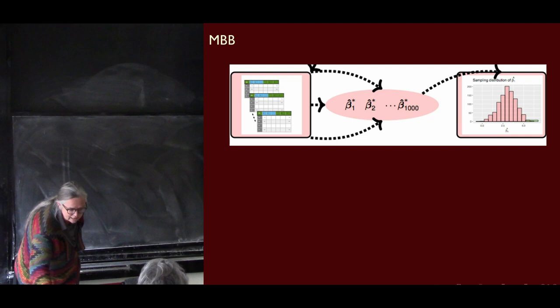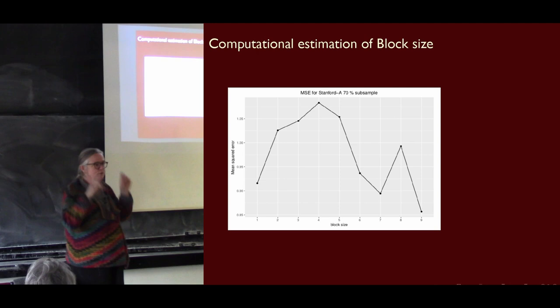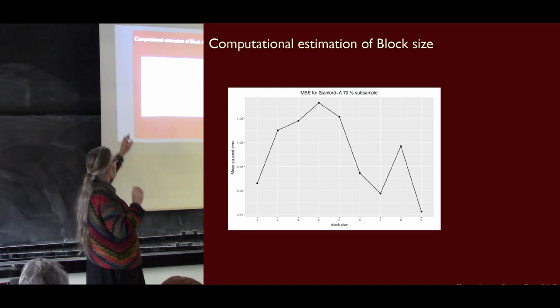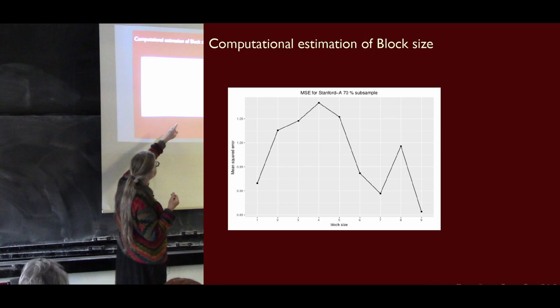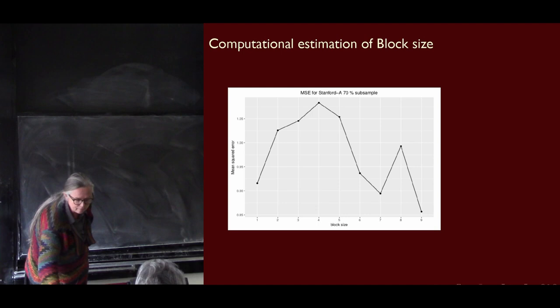Now, there's a computational way of finding what the optimal block size is. In this case, we use a mean square error with a 70% subsample. And it's either 7 or 9. We preferred 7, but it shows you what the block sizes are. And we have a trade-off in some sense, because you don't want too many observations in the block given the number that you have.